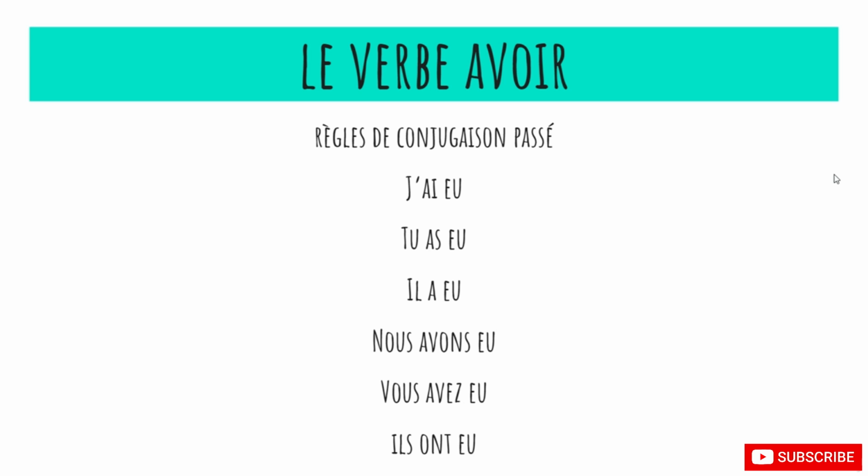Instead of j'ai, tu as, il a, we simply add u, e-u. It's pronounced u. So it's like if it doesn't have the letter e, so we just pronounce the u. J'ai eu, tu as eu, il a eu, nous avons eu, vous avez eu, ils ont eu.